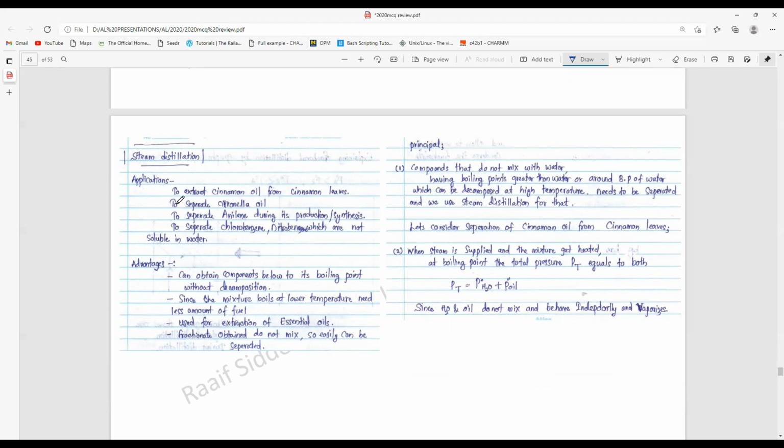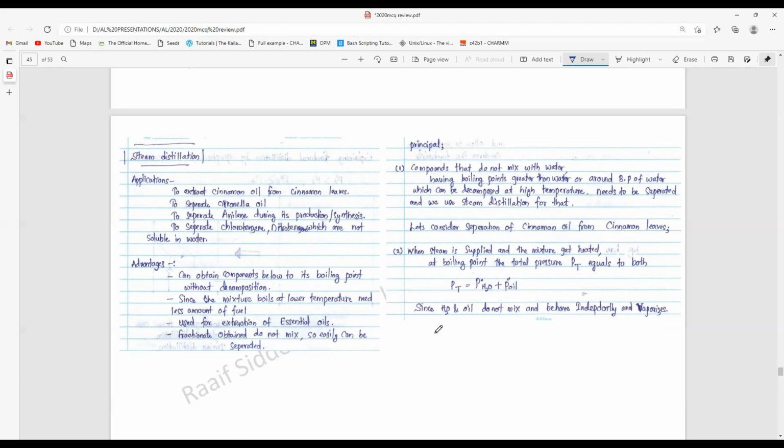Steam distillation applications: to extract basically the oils and some of the organic compounds which are not mixed with water. That is the important thing. If it is mixed with water, you can't do steam distillation. You should go for fractional distillation or some other concept. So the advantages: can obtain components below its boiling point without decomposition. That is one of the major advantages. And the fractions do not mix. I have given a few advantages you can go through.